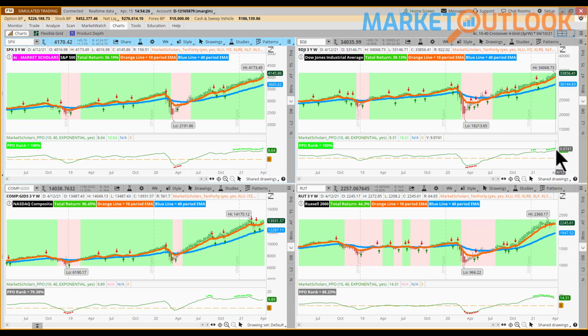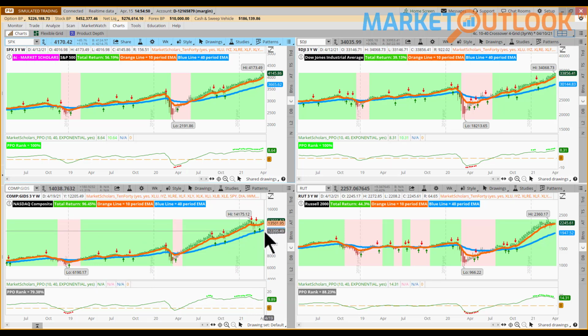And you can see the same claim could be made over here with this green line on the Dow Jones Industrial Average. In fact, that one also is at 100% PPO rank. This is the widest distance between these 2 weekly moving averages here that we've seen in 3 years. So these are very robust market conditions that we're dealing with here.